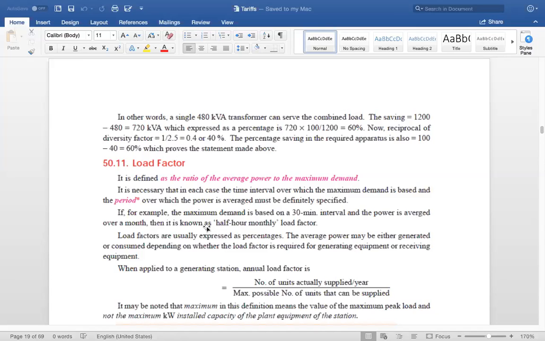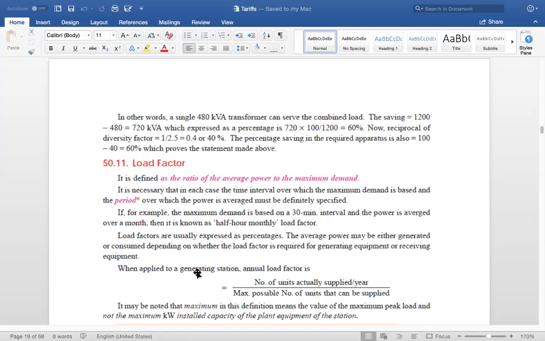It is necessary that in each case the time interval over which the maximum demand is based and the period over which the power is averaged must be definitely specified. If, for example, the maximum demand is based on a 30-minute interval and the power is averaged over a month, then it's known as a half-hour monthly load factor. And load factors are usually expressed as percentages.